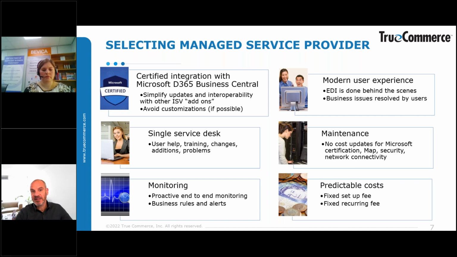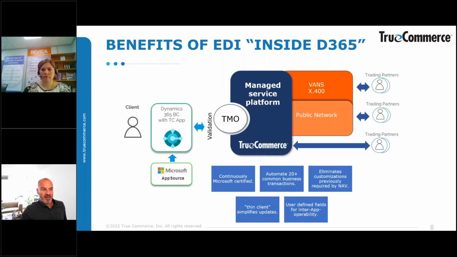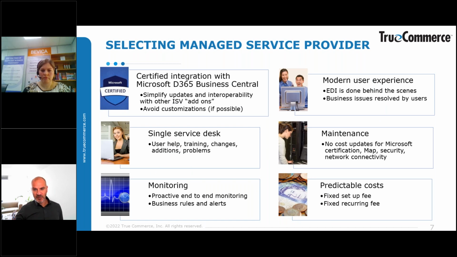And now I want to focus my attention on what you should look for. We've boiled it down to 6 different things. The first thing is that you should be looking for an integration into Business Central. That would allow you to simplify interoperability with other applications like the Bevica app or other apps that you actually use, and it also minimizes the potential of customizations.